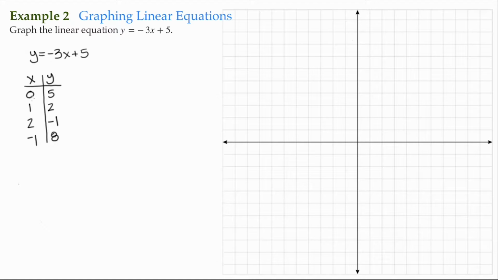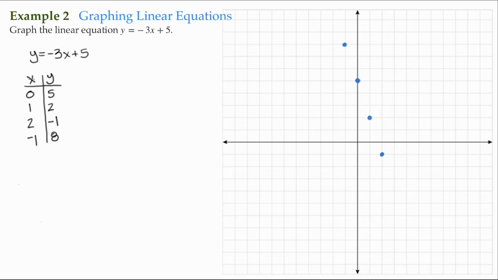So then we can go ahead and plot these points. They make these coordinates: 0, 5. If this is our origin, 0, and then 1, 2, 3, 4, 5. Here is 0, 5. Then 1, 2: go over 1 and up 2. Then 2, negative 1: over 1, 2, and then down 1. Here's 2, negative 1. And then negative 1, 8: go back 1 and up 8, 1, 2, 3, 4, 5, 6, 7, and 8. So you can see this is where the line's going to form, right through here.